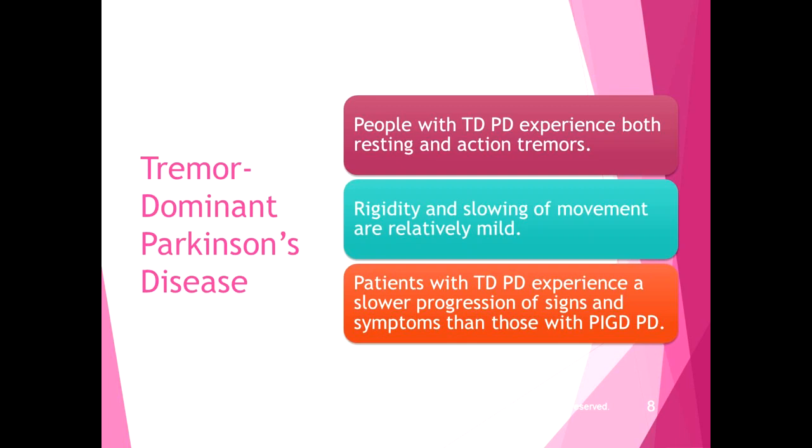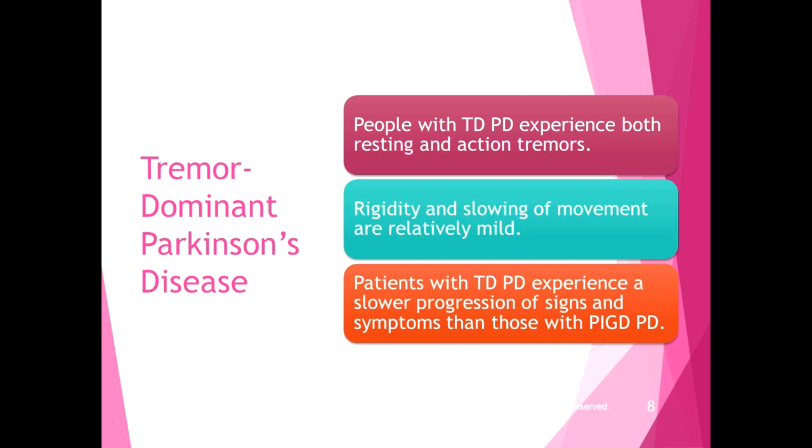People with tremor-dominant Parkinson's experience both resting and action tremors. There is a link to a video in the module of Michael J. Fox talking about his tremor-dominant Parkinson's. And if he really focuses on it, he can damp down his tremors. He talks about it in the video. But if he doesn't focus on it, he really has a lot of tremor.